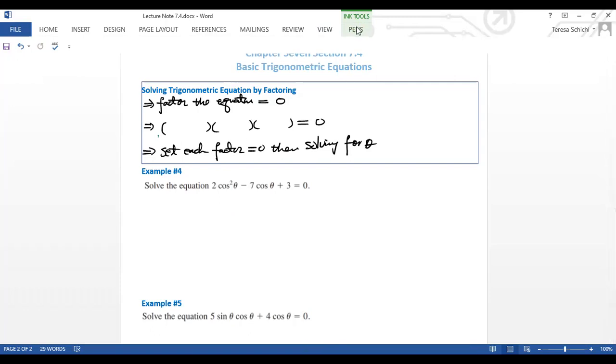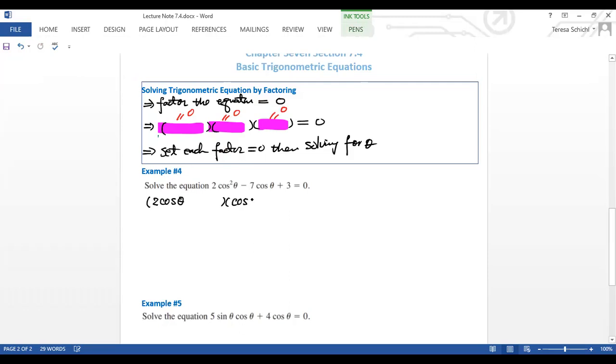So after you factor, you get several factors. Then you set this equal to 0, this equal to 0, and this equal to 0 to solve. You just treat it like x squared. Let's look at the first equation: 2 cosine squared theta minus 7 cosine theta. Wow, this one is not easy. Let's try to factor it.